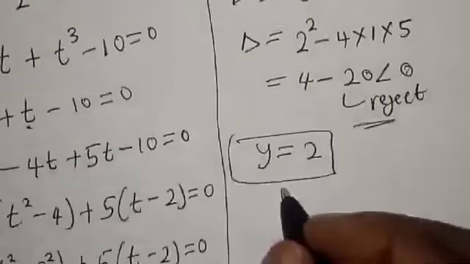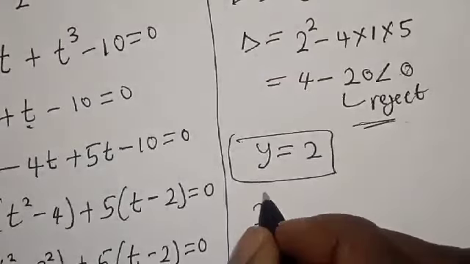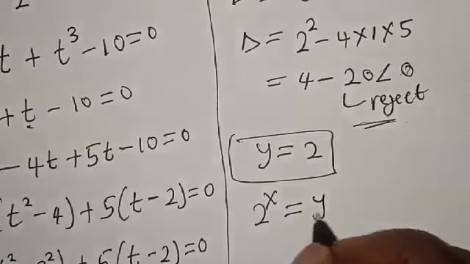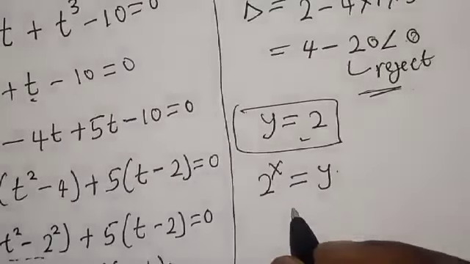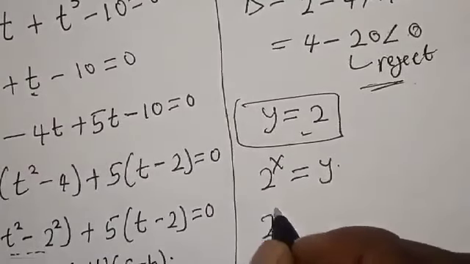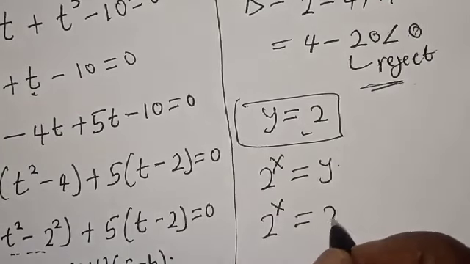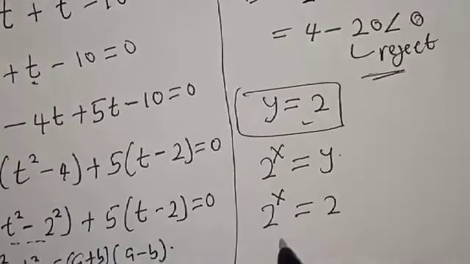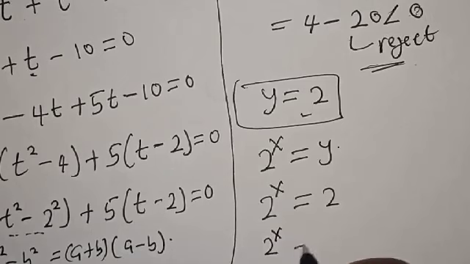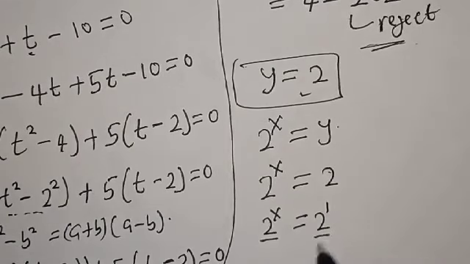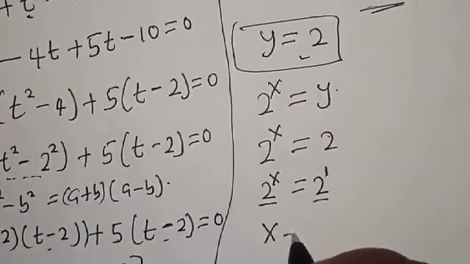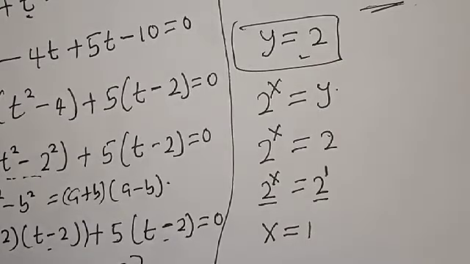But remember that 2 raised to power x is equal to t, and t is equal to 2. Now 2 raised to power x is equal to 2. 2 is the same thing as 2 raised to power 1. They have the same base. Now x is equal to 1. That is the real value of x that we are looking for.